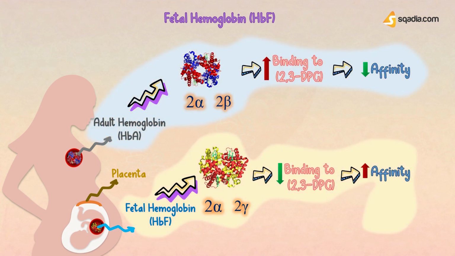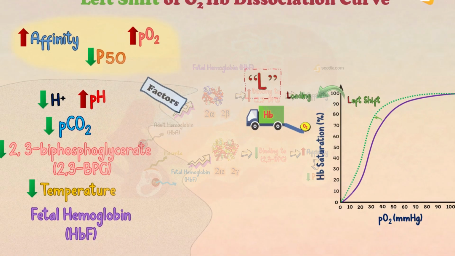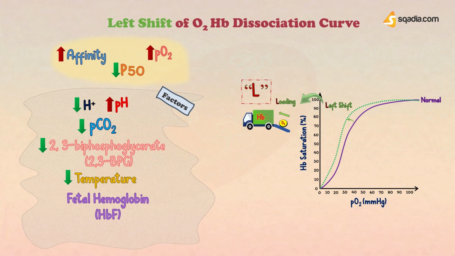and has a much larger affinity for oxygen, because it does not bind to 2,3-DPG as strongly as does adult hemoglobin. Now, the decreased binding of 2,3-DPG results in the increased affinity of fetal hemoglobin for oxygen, decreased P50, and the dissociation curve is shifted to the left, driving diffusion of oxygen across the placenta, from pregnant patient to fetus.